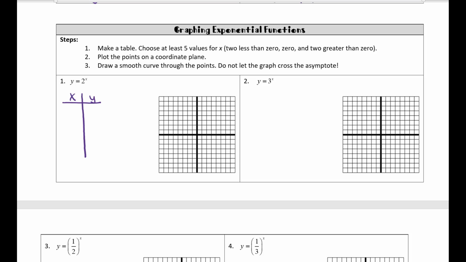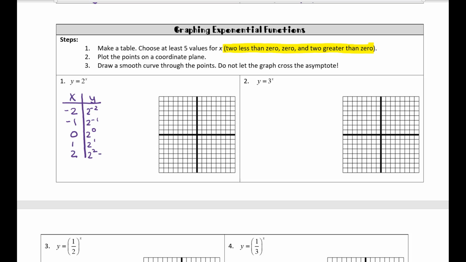So these 5 values are very specific. We're going to choose 2 that are less than 0, the number 0, and 2 that are greater than 0. So basically that means 2 negatives, 2 positives, and 0. So in our case, -2, -1, 0, 1, and 2. And we're going to plug these in. So on our -2, we would have 2 to the -2nd power, 2 to the -1st, 2 to the 0, 2 to the 1st, and 2 to the 2nd.